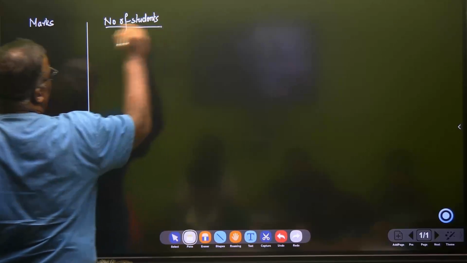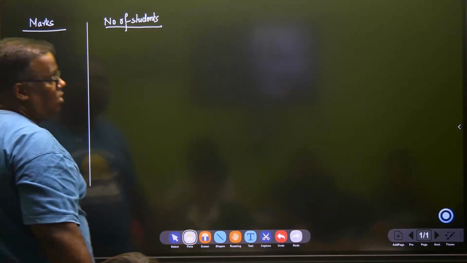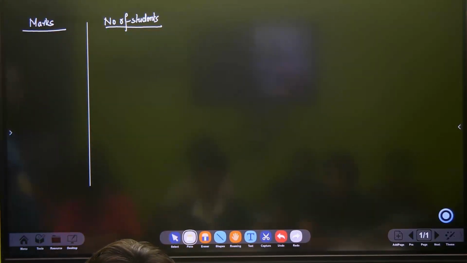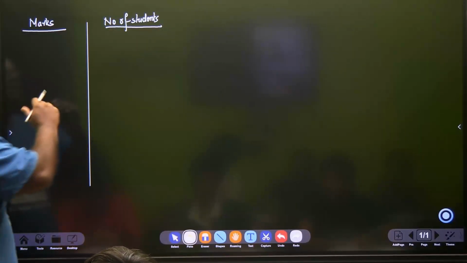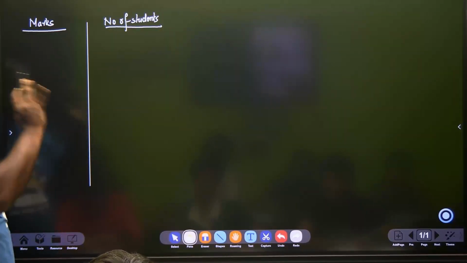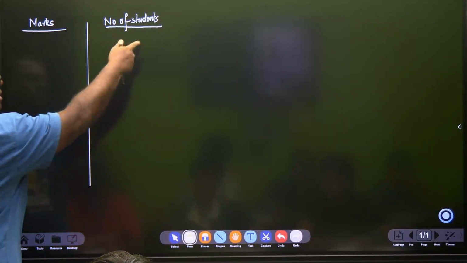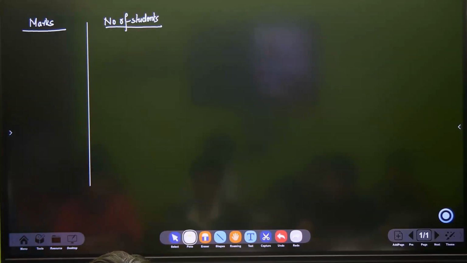Now remember one thing: you will always be given group data. It will not be that there is a mark called 24 which was obtained by 7 students. No. They'll tell you 20 to 30, so many students obtained. So that is called group data. So let's write our grouping first.